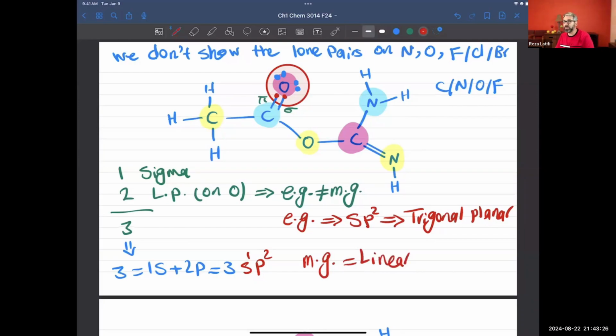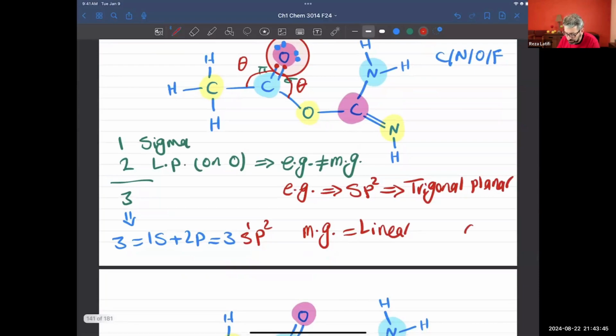Next, what's going to be the bond angle? Let's say we're talking about this bond angle, or maybe that bond angle. What should I call it? I have carbon attached to oxygen and two other species. Whatever is here, let's call it X1, and that one X2. And what's going to be the bond angle here? Theta clearly is going to be 120.